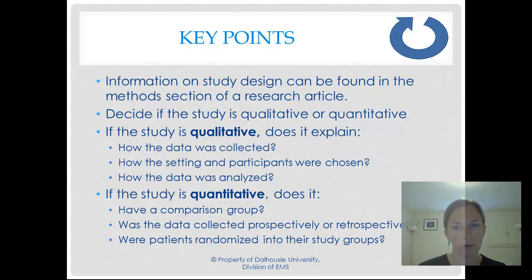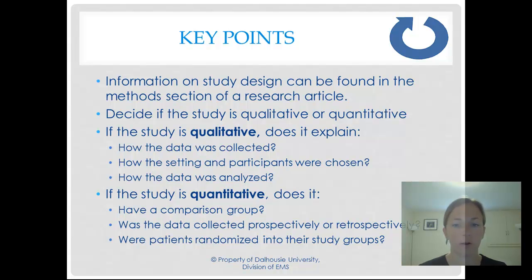You may want to look closely to see if there's a study design subheading where you can specifically find out what kind of study design you're looking for. Look for those words, qualitative or quantitative. Look for the words prospective or retrospective, comparison group or not. These types of things will indicate to you what type of study you're looking at. The next thing you want to do is decide, is this study qualitative or quantitative? Because the questions you ask about study design differ depending on if it's a qualitative study or quantitative study.